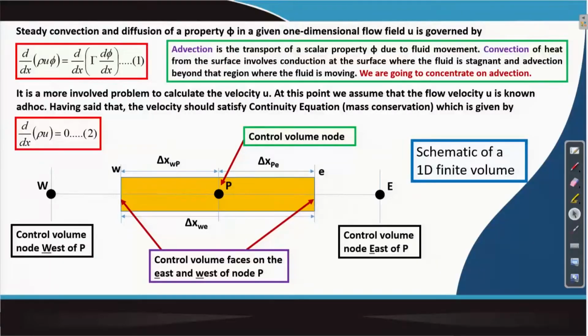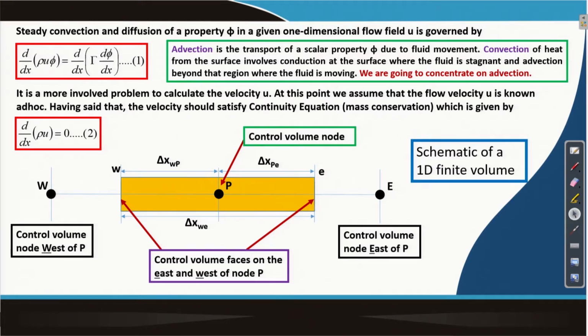We continue our discussion on one dimensional convection diffusion equation. Let us look at the transport equation for property phi, which involves the advection term on the left hand side and the diffusion term on the right hand side. Now, let us recall the definition. Advection is the transport of the scalar property phi due to fluid movement.